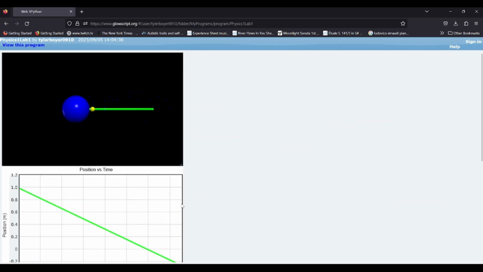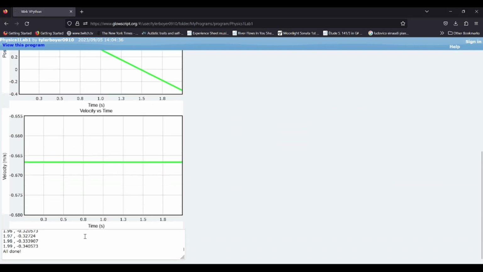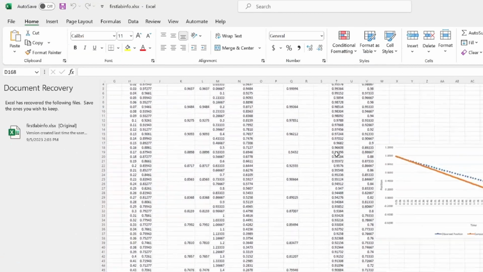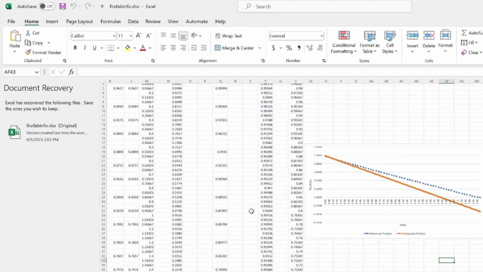Here you see that the object moves and the simulation works, and we also got a bunch of different numbers that we put into the Excel sheet that I'm about to show you with the Tracker. Here's the Excel spreadsheet. We had a couple iterations of actually putting the data in, but eventually we were able to get this graph over here.